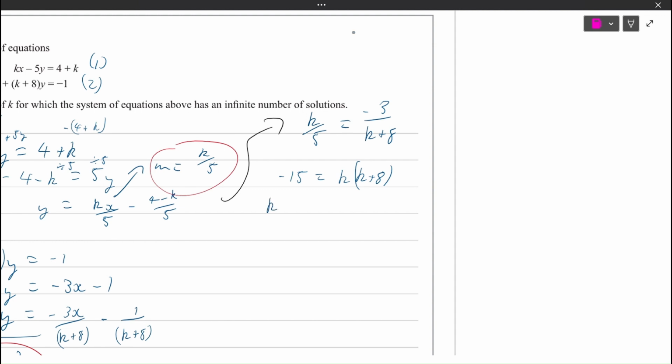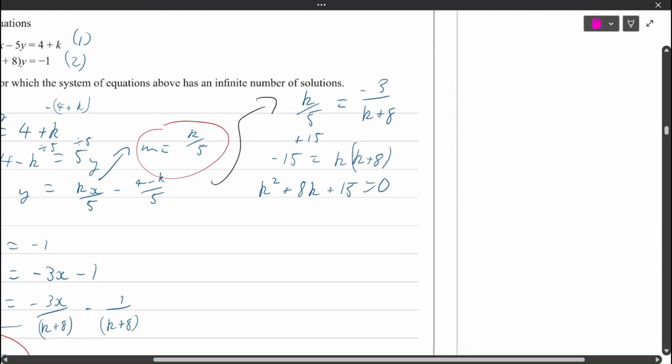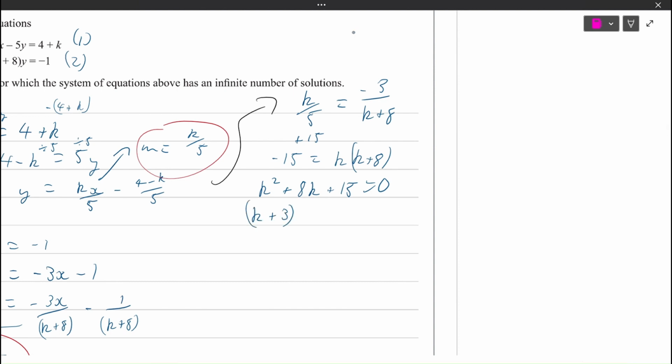So we can get k squared plus 8k, and then add 15 to this side, and I'll switch them around as you can see. So plus 15 equals 0. What times to get 15, add to get 8, that's 3 and 5, so we have k plus 3, k plus 5 equals 0, so k equals -3, -5, so we have to keep these values in mind.